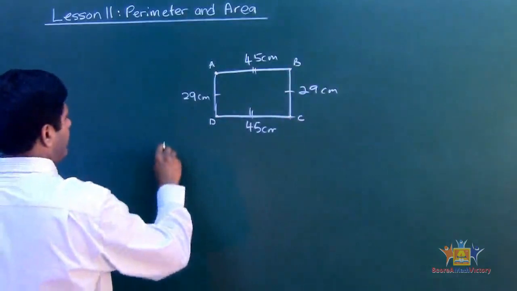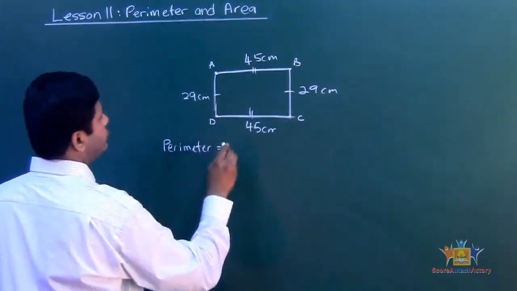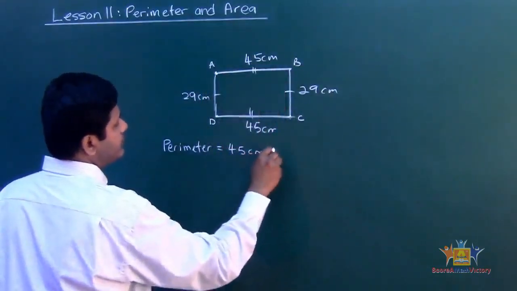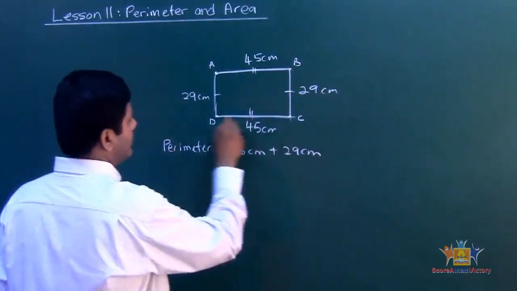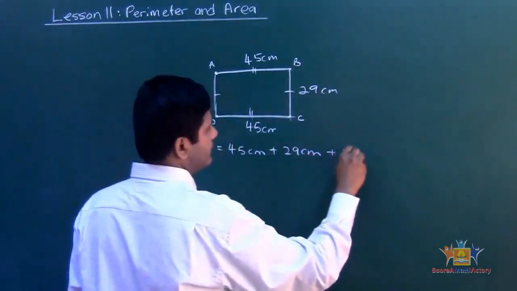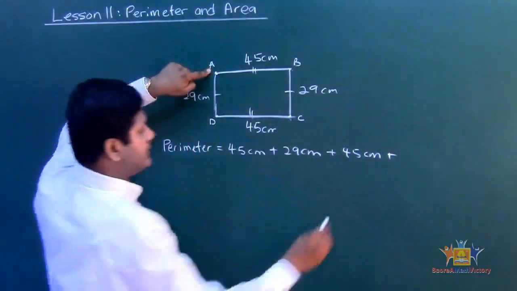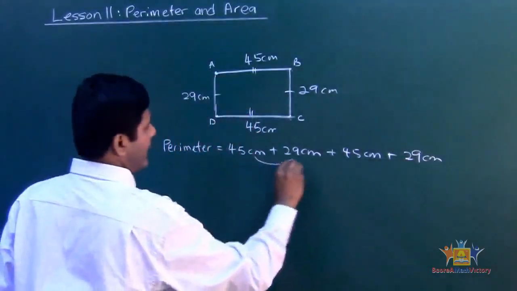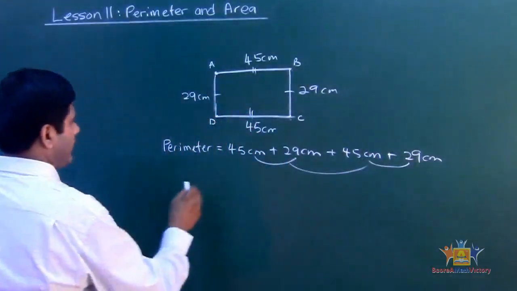Okay? So now if I want to find the perimeter of that rectangle, perimeter equals A to B is 45 centimeters plus 29 centimeters plus 45 centimeters plus 29 centimeters, back where I started. See that? So now I use the pairing method. I add these two, and then I'm going to add the final two. Alright? Okay, so let's line it up.